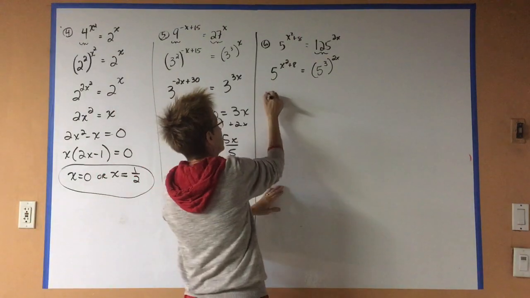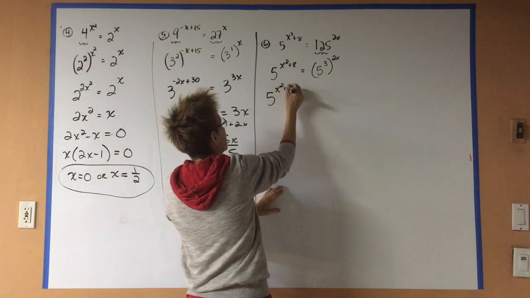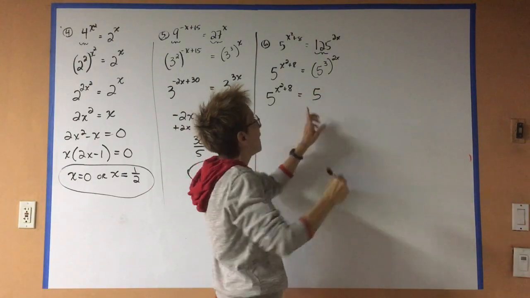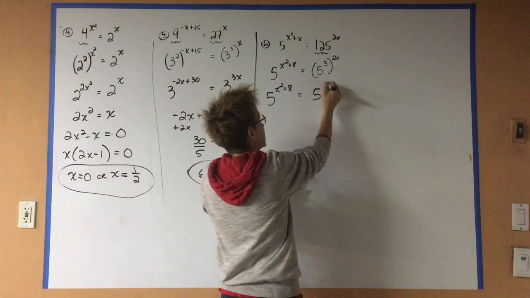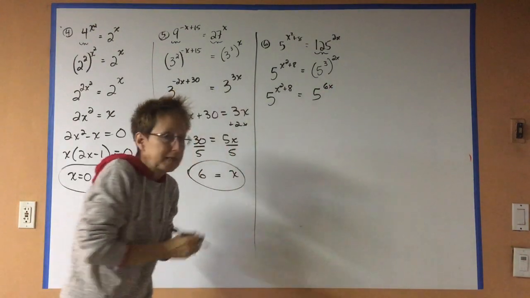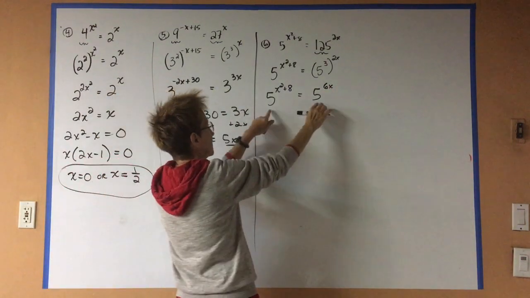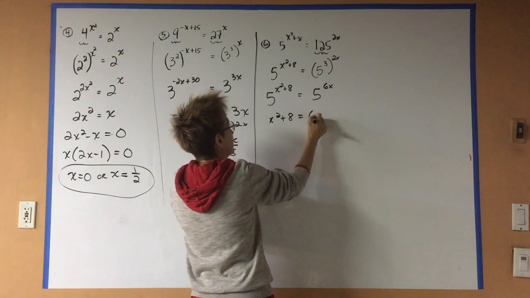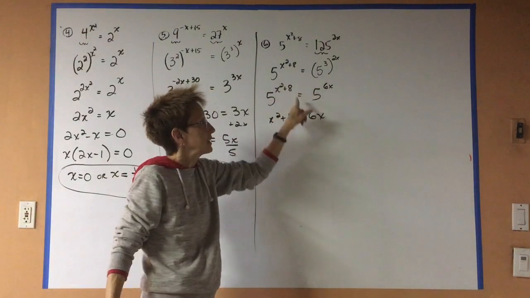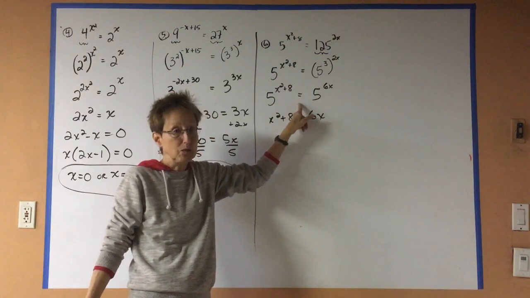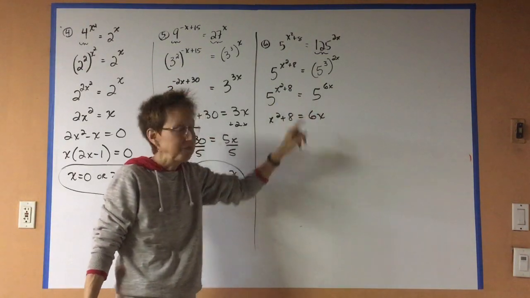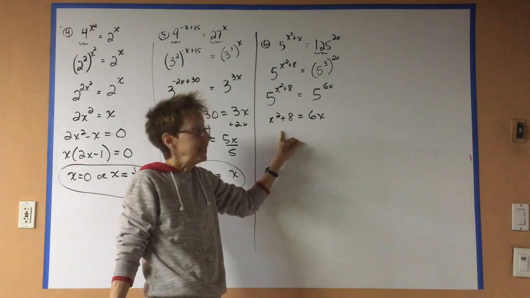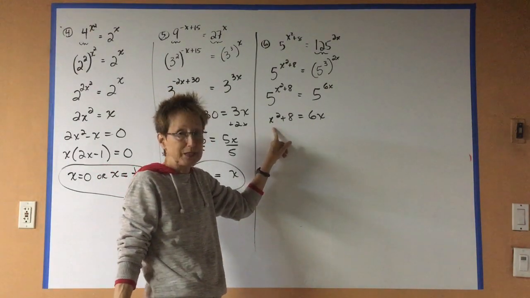So one more step before you drop things. This says 5 to the x squared plus 8, and this actually says 5 to the power of 6x. Now you can drop bases and equate powers, because I have same bases equal, so that means x squared plus 8 equals 6x. Again, I want to see the work to get to this line. Don't jip me on this one. And now I'm going to solve this. What kind of an equation is this now? It is quadratic. I should be getting 2 answers here.